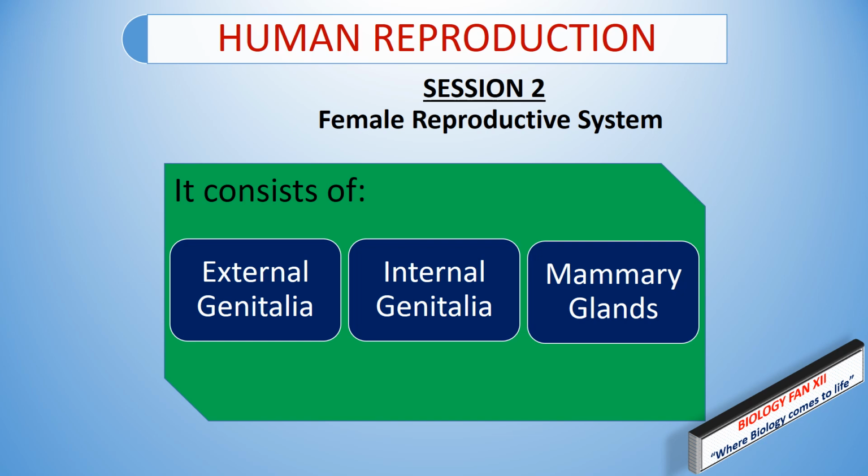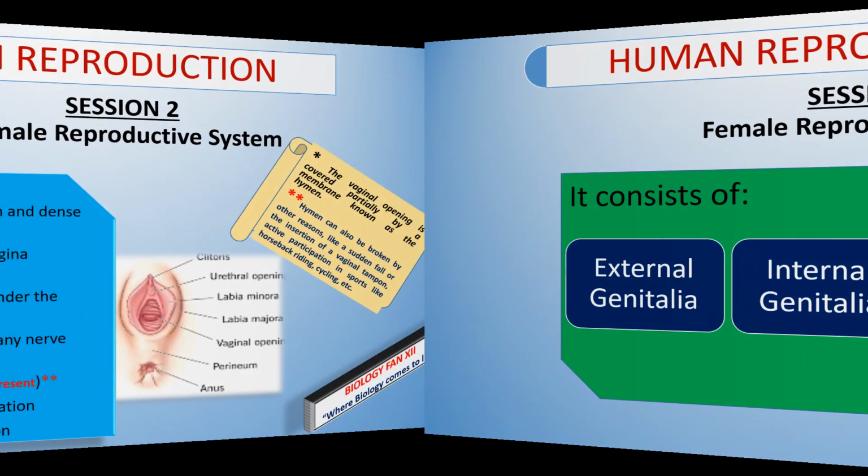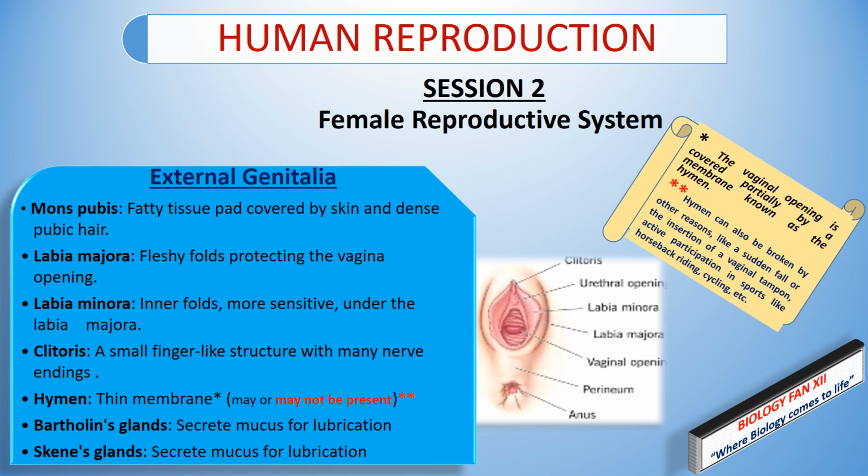Now we can divide the female reproductive system into three parts. It consists of external genitalia, internal genitalia, and mammary glands. Firstly, we will discuss external genitalia. External genitalia consists of mons pubis, labia majora, labia minora, clitoris, hymen, Bartholin's glands, and skin glands.